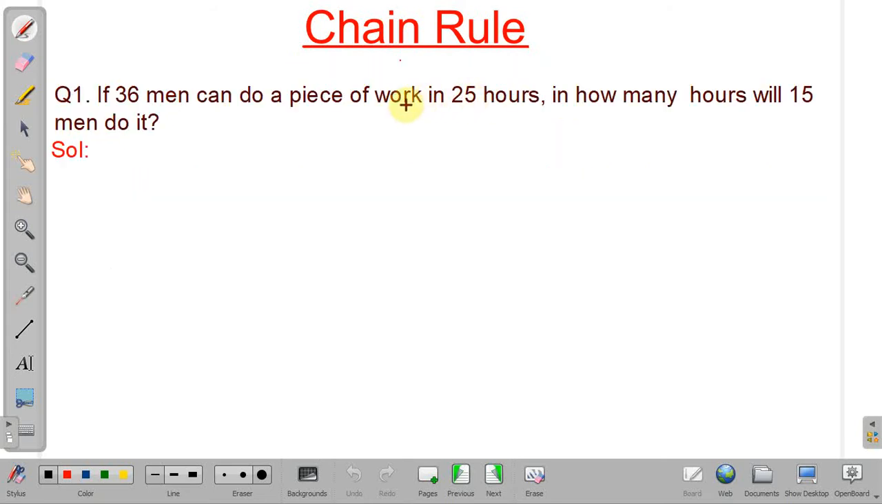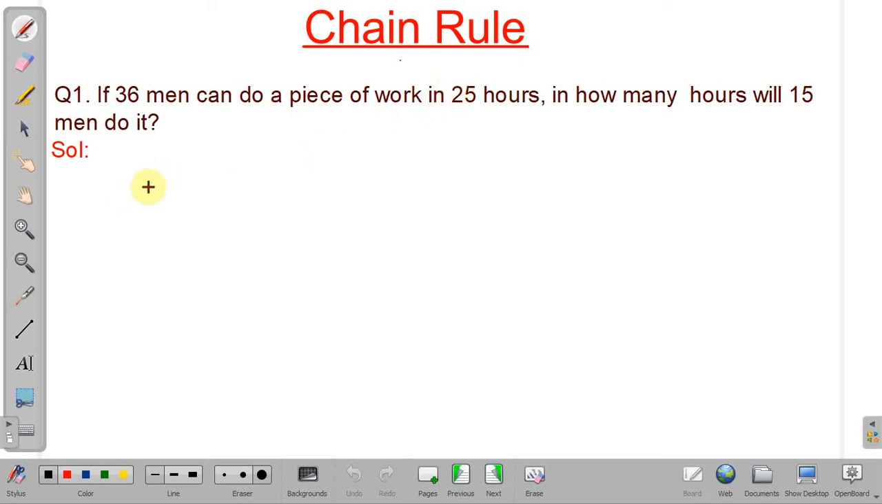So we will solve some problems based on our discussion. See here, if 36 men can do a piece of work in 25 hours, so in 25 hours, 36 men are completing a job. In how many hours will 15 men do it? See, if we have to complete the same work and fewer men are doing it, then more hours will be required. So this is a case of indirect proportion.